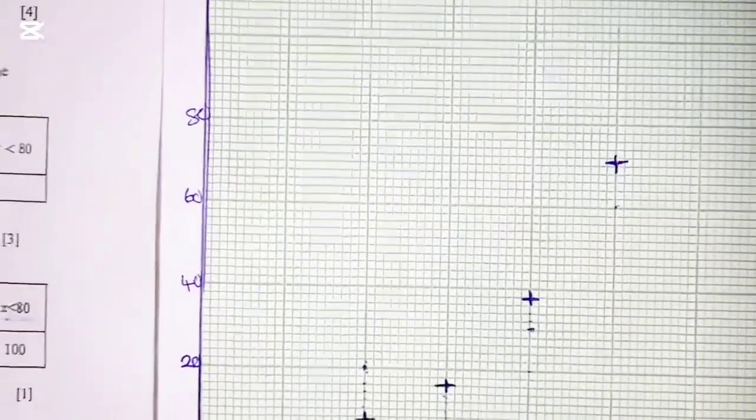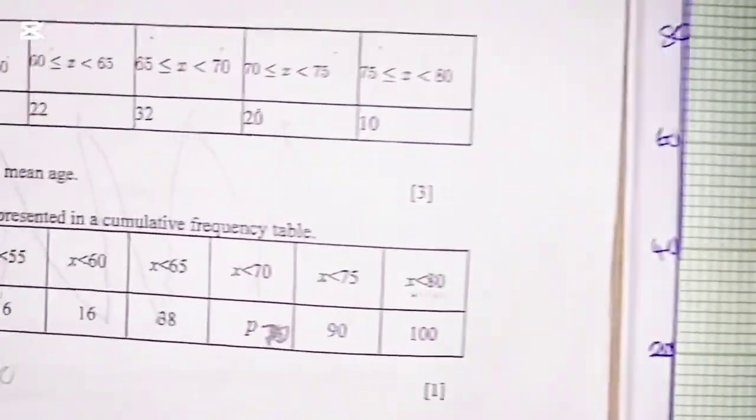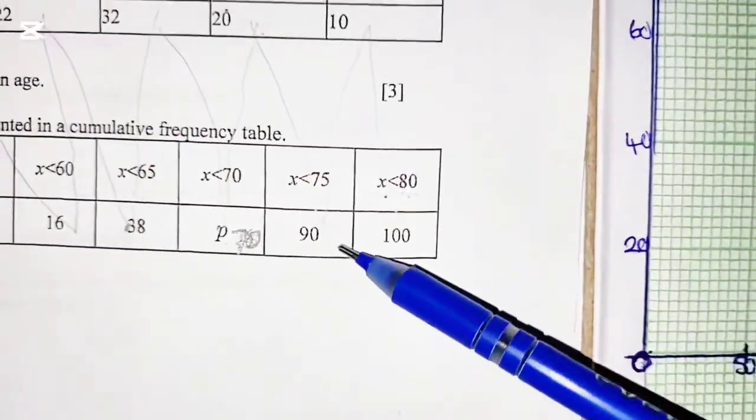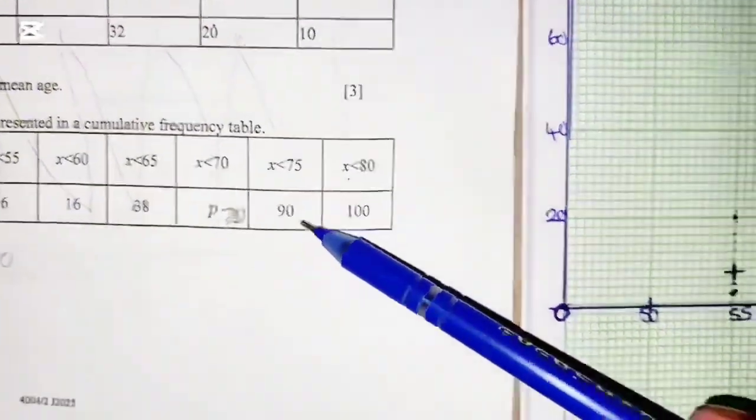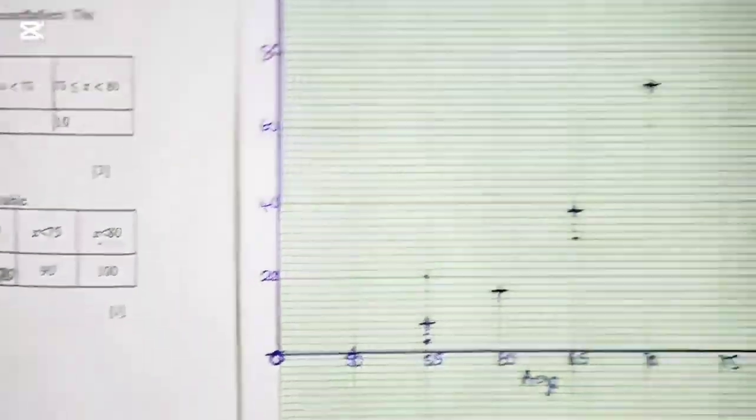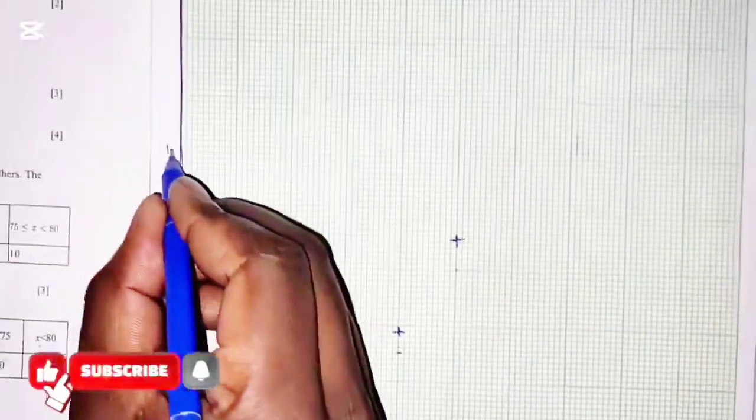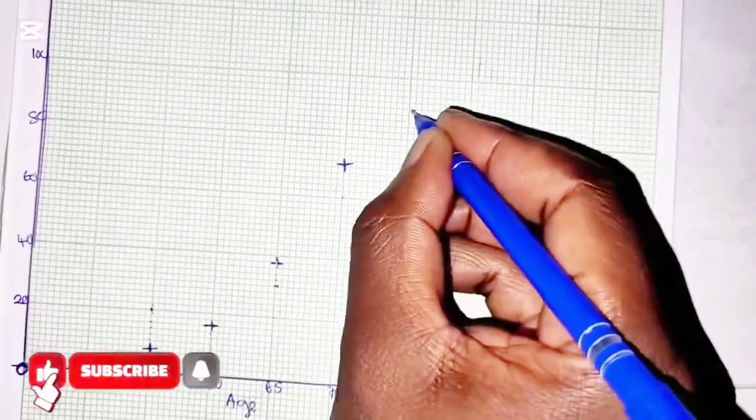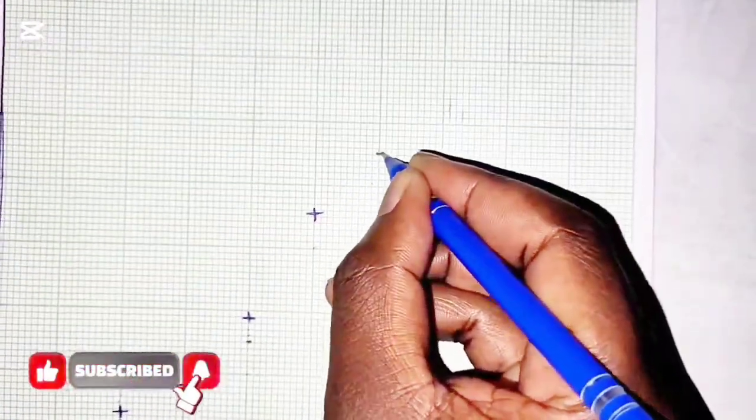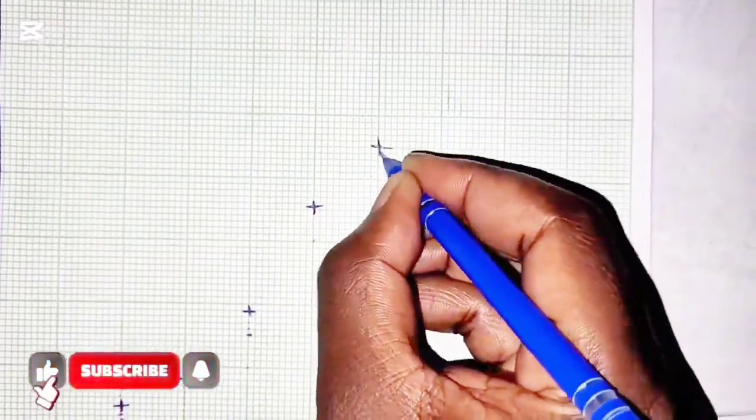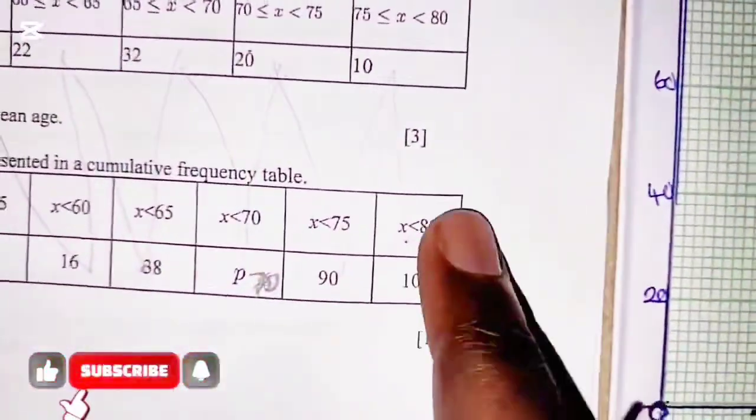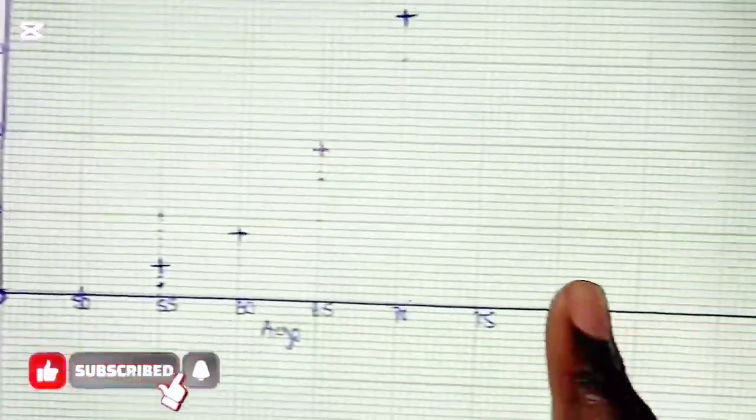Then the next one is 75 and 90. So right here is 100. So 75 and 90. 90 is right here, and it's right here. Then the last one is 80 and 100. So 80 and 100 right here.